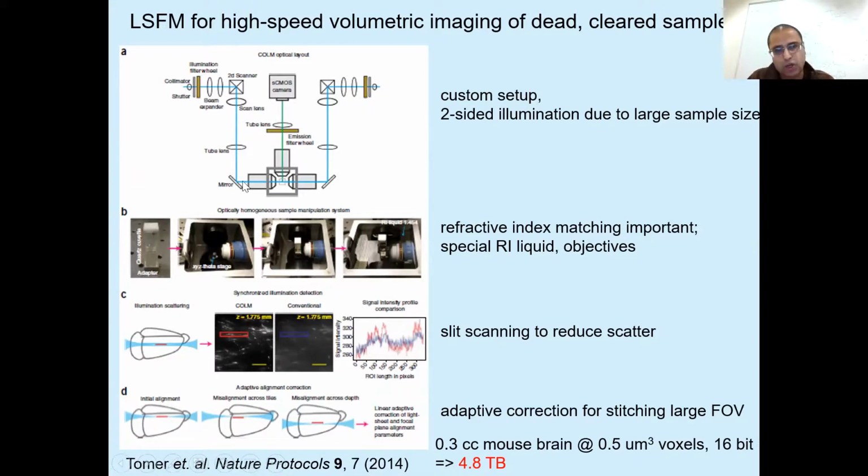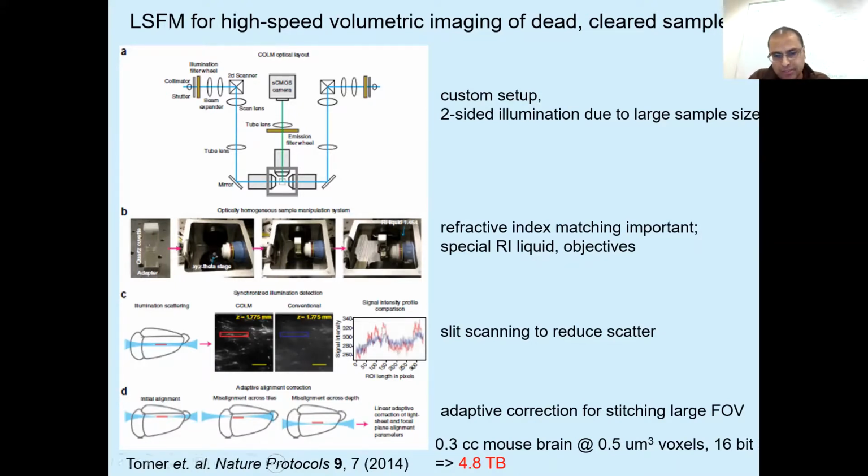So in this particular microscope, they have two-sided illumination because the sample is really large, and so the light sheet illumination attenuates as you image from one side to the next. You have special objectives and special refractive index liquid to match the refractive index everywhere. They actually use slit scanning, this confocal slit scanning method I mentioned, to reduce scatter, even though it's nominally cleared. And finally, there is some post-processing that is needed to stitch the whole thing together. So all of that is fine. You can do all of that in your own instrument or even in a commercial instrument.